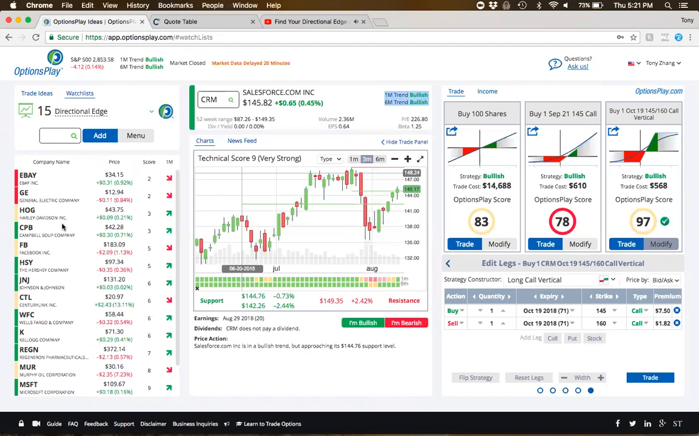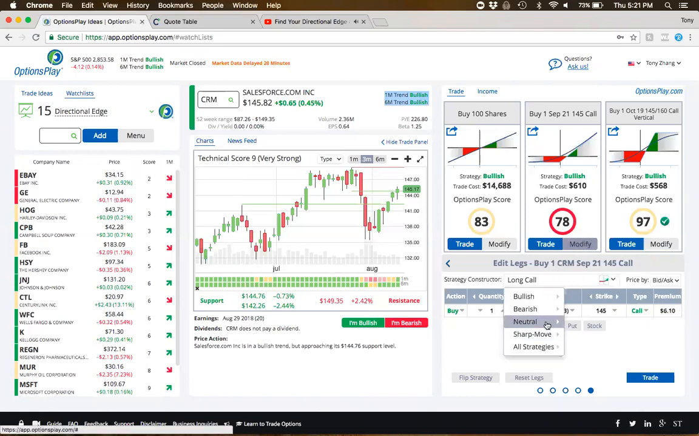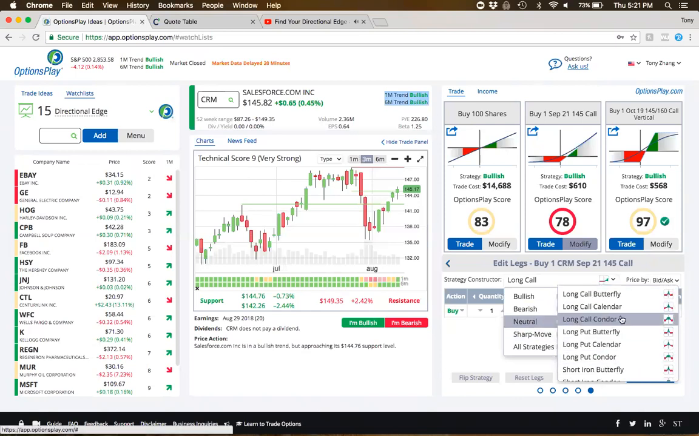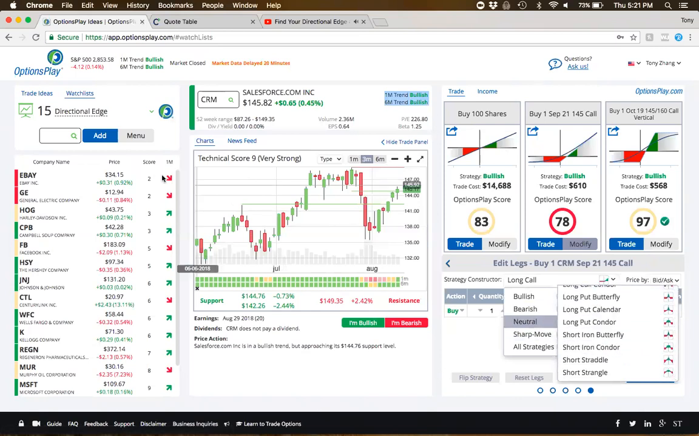Any other option strategies like calendar spreads? Yes, absolutely. Like I said, on the modify button, you have all different types of strategies. We have calendar spreads, diagonals, ratios, collars, synthetic stock, butterflies, condors. All different types of strategies are available to you here in your strategy constructor.